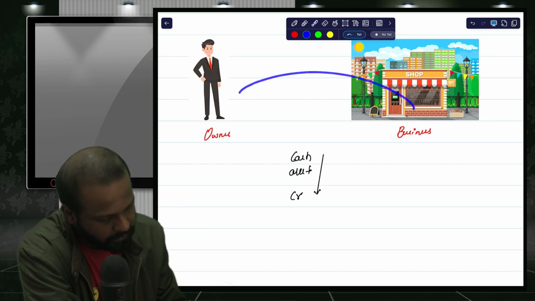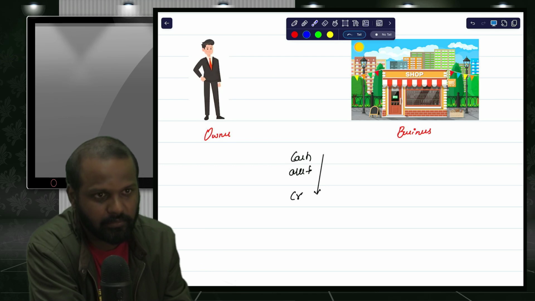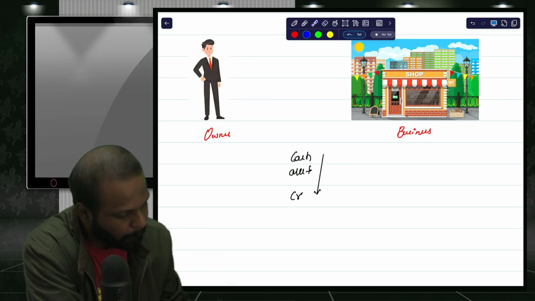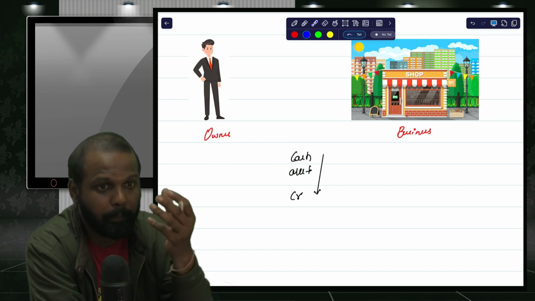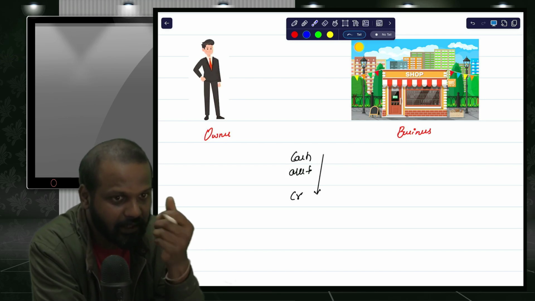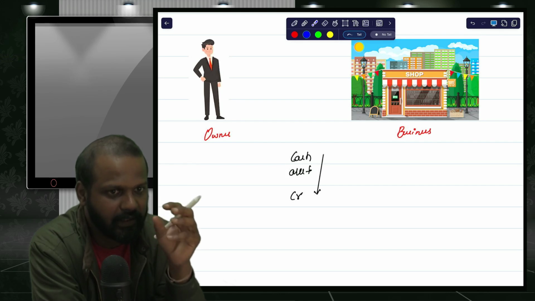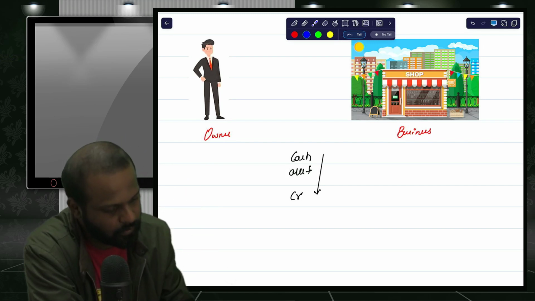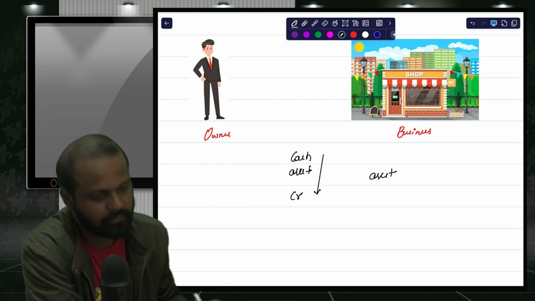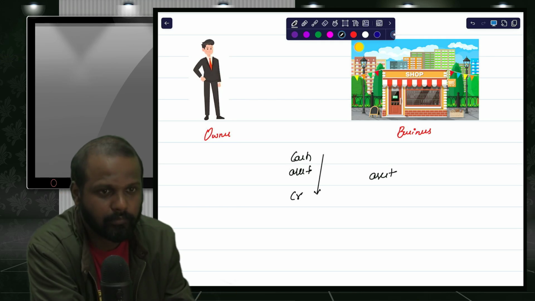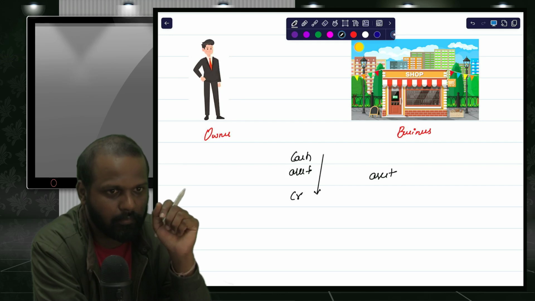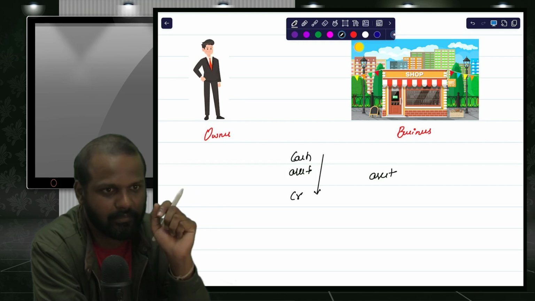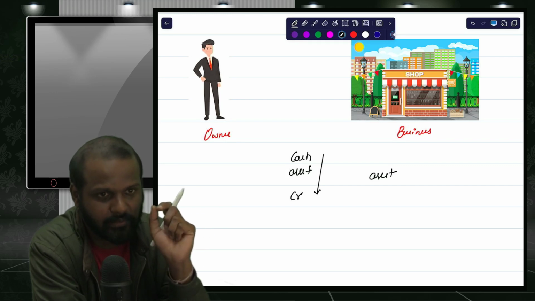Now whatever money the owner has taken from the business, the business has a right to receive that money from the owner. Business has a right to receive this 5,000 rupees from owner in future. Right to receive means what? Asset. So what will the business do? Business will create an asset in its books by the name called drawings.